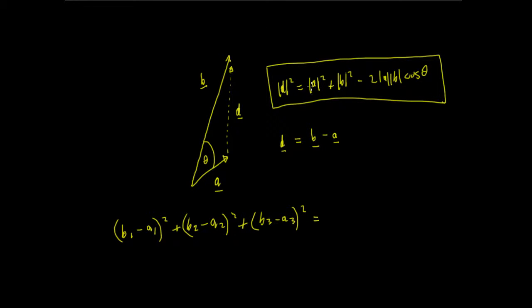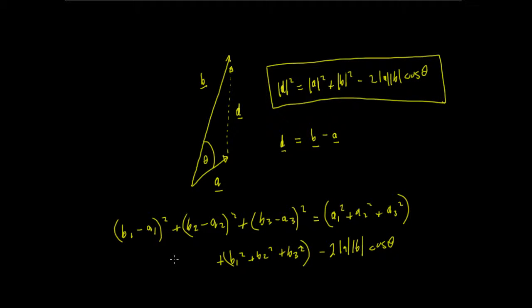that is going to equal the length of vector A squared, which is A1 squared plus A2 squared plus A3 squared, plus the length of vector B squared, which is B1 squared plus B2 squared plus B3 squared. I'll take my time here. Minus 2 times the length of vector A times the length of vector B times the cos of the angle in between.